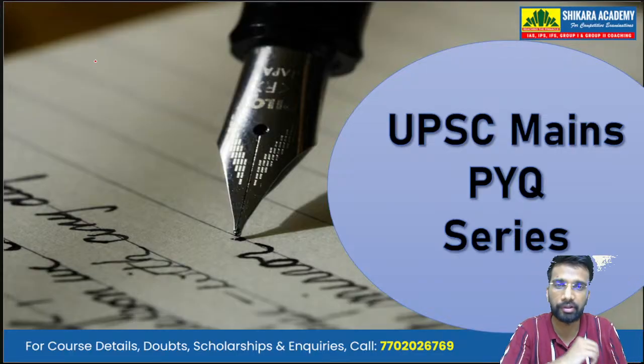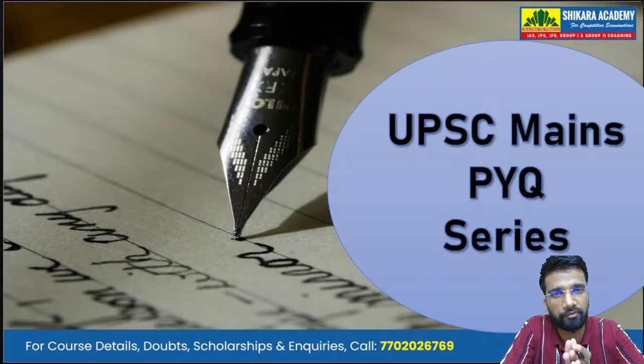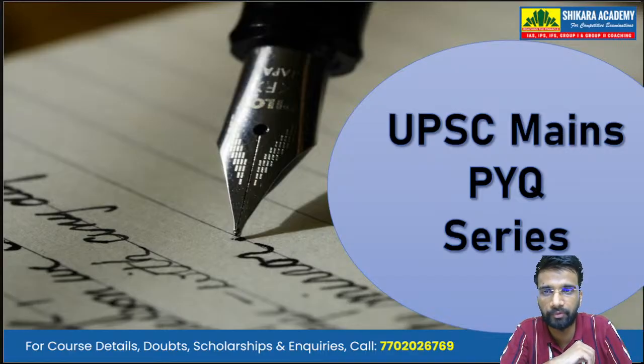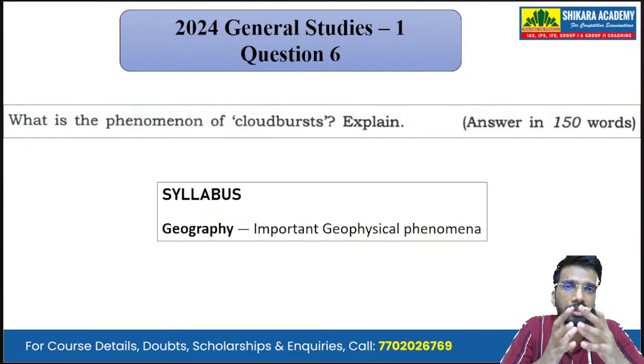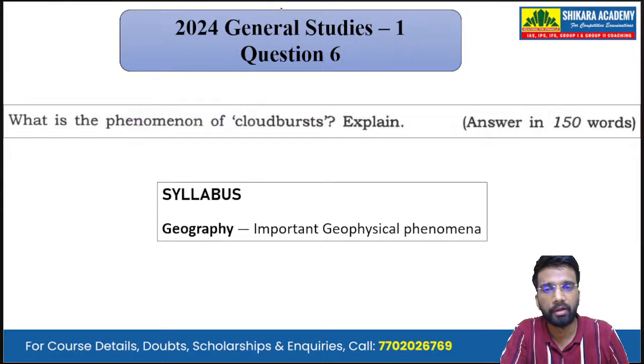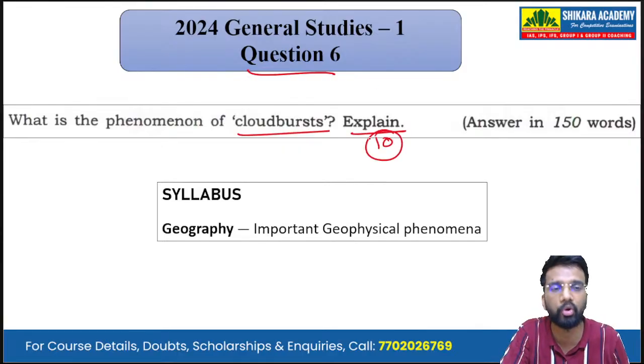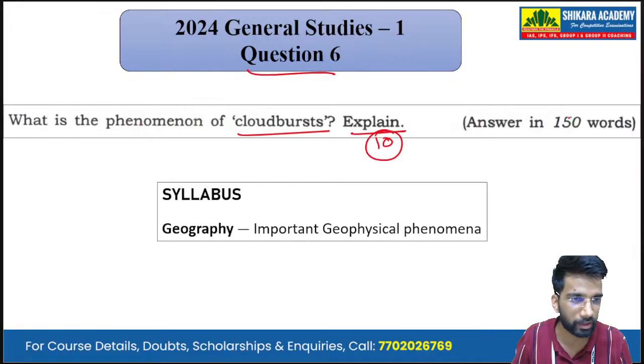Till now, we have discussed GS Paper 1 2024, question number 1 to 5 in yesterday's session. In today's class, we will be discussing question 6 to question 10 of the 2024 GS Paper 1. Now, question number 6 states: what is the phenomenon of cloudbursts? Explain. A 10-mark question that we have to answer in 150 words.